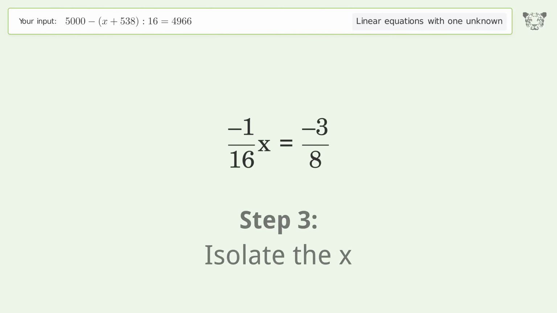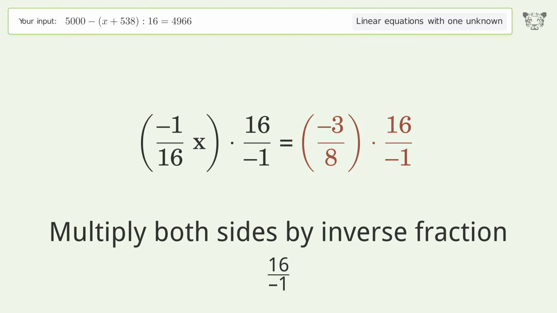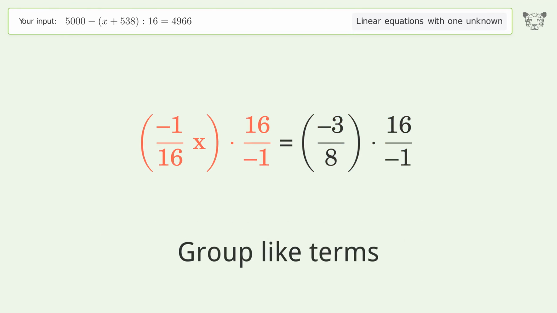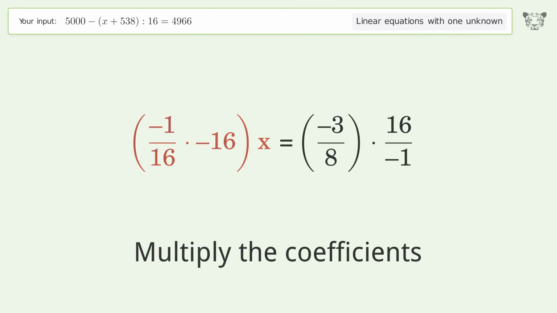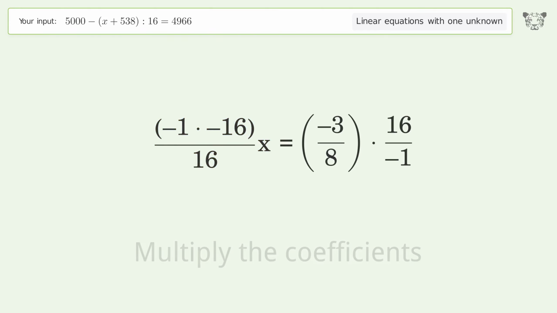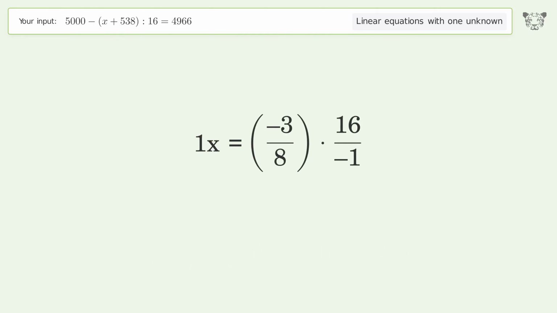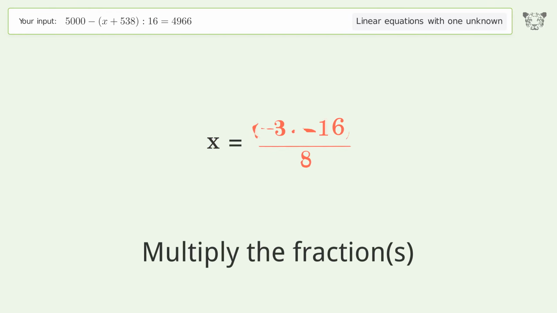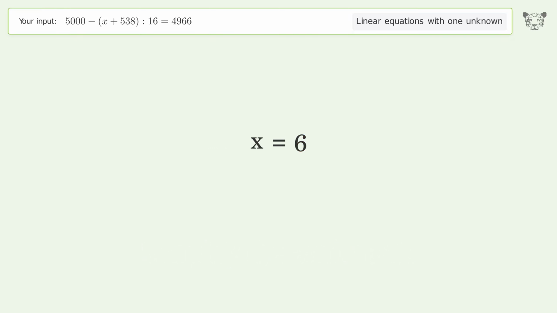Isolate the x. Multiply both sides by inverse fraction 16 over -1. Group like terms. Multiply the coefficients. Simplify the arithmetic. Multiply the fractions. Simplify the arithmetic. And so the final result is x equals 6.